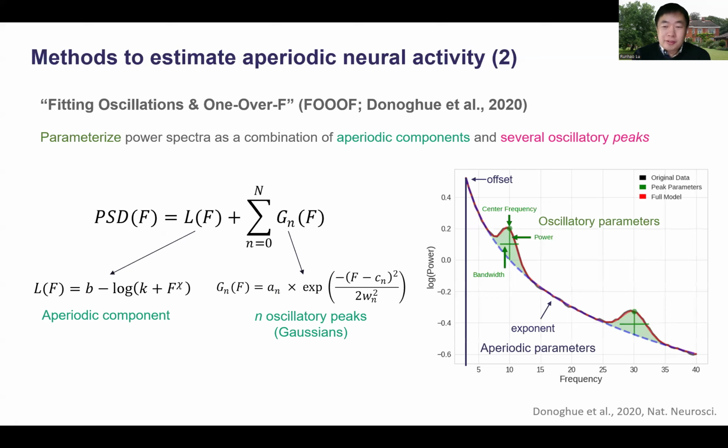Finally, after FOOOF, you can get a lot of parameters about oscillations and aperiodic activities. For each oscillatory peak, you will have the central frequency, the bandwidth, and the power. And for the aperiodic component, you will have the offset and the exponent, and if you want, you can also get the power underlying the 1/f curve.